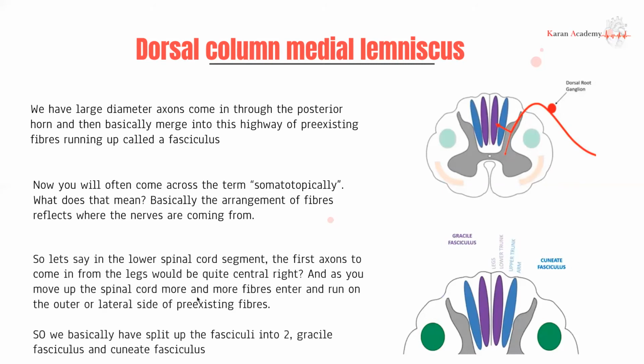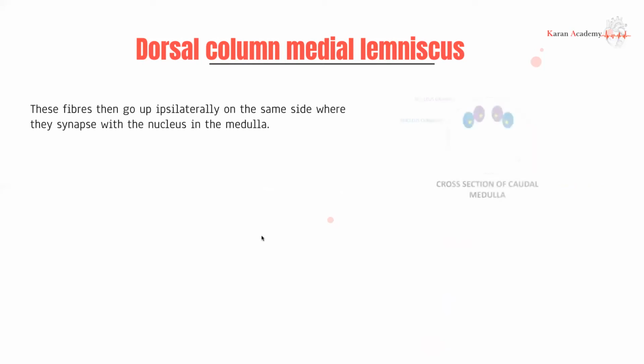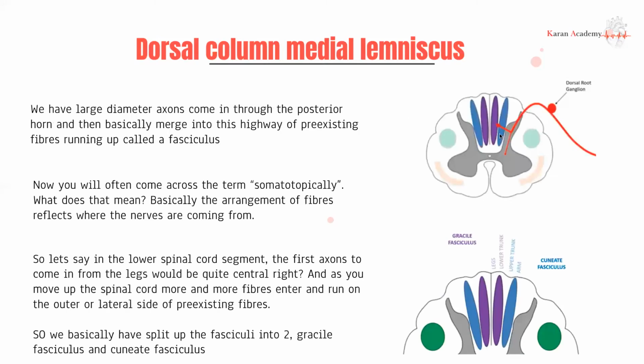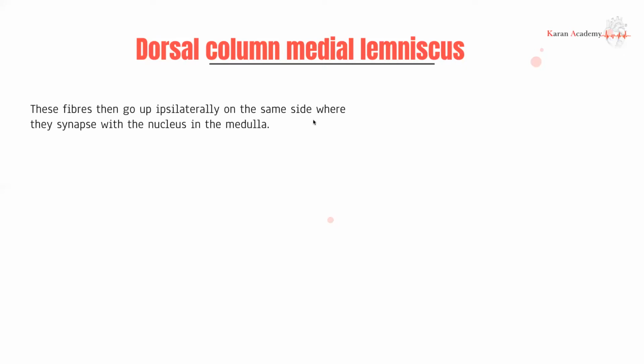So basically just explain that. You've split into the gracile and the cuneate fasciculus. Everything we've done so far, I hope you understand. What's going on now? These fibers basically keep going up the same side. They don't switch, they don't cross over, they just go up all the way up to the medulla.